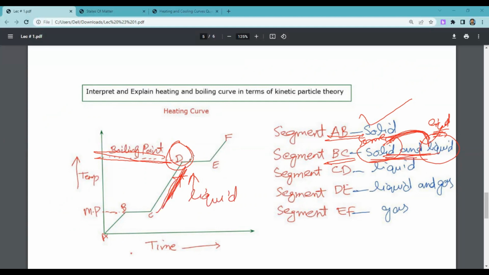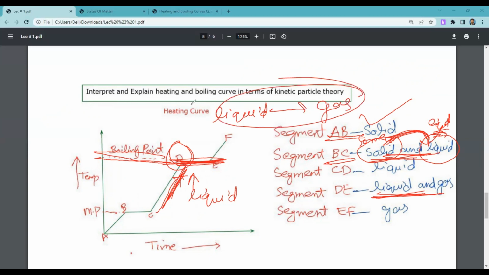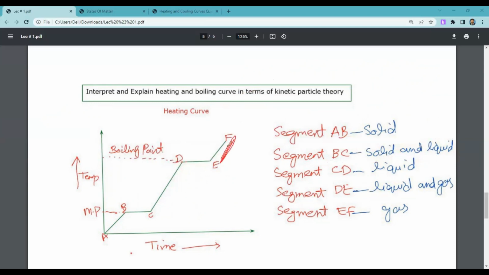While at the boiling curve, both liquid and gas will be present, because liquid is converted into gas, and this is the gas curve. By using this understanding, you can answer the questions. Now move towards the cooling curve. I hope this is now understandable. If you have any query, feel free to ask in comments.